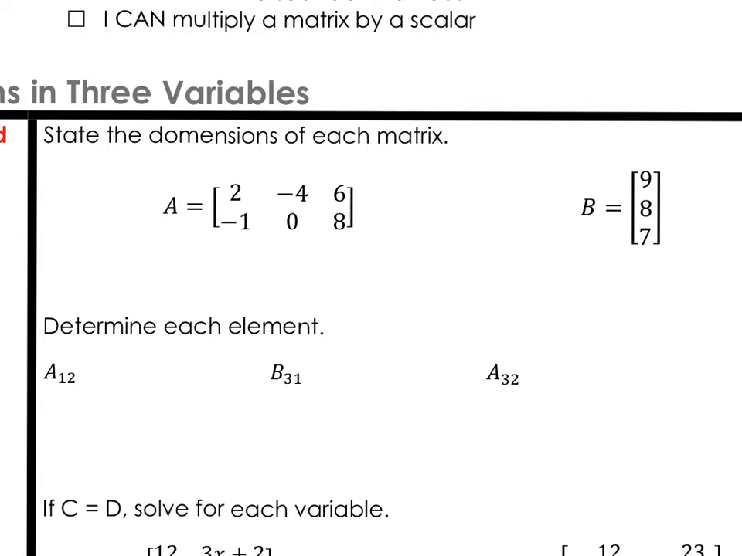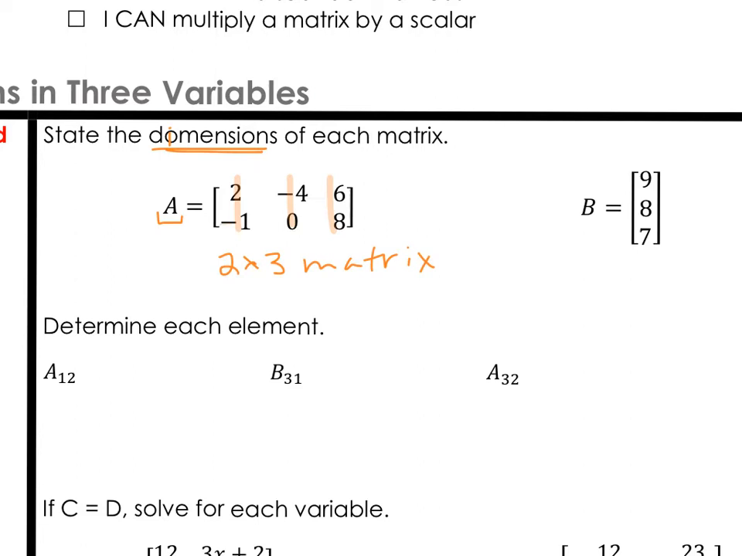Let's take a look at matrix A and matrix B. A matrix is named by a capital letter. It says state the dimensions of the matrix. Now if we do rows first in matrix A, there are two rows that go straight across, 1, 2. So this matrix has two rows. And then if we look at the columns second, columns are always vertical. There are 1, 2, 3 columns, so this is a 2 by 3 matrix.